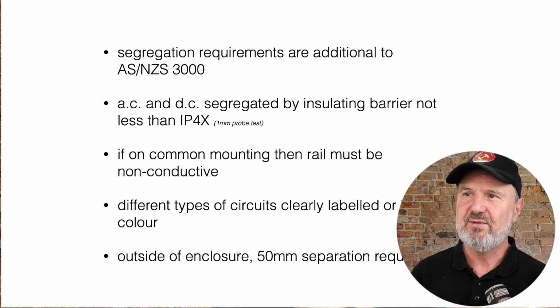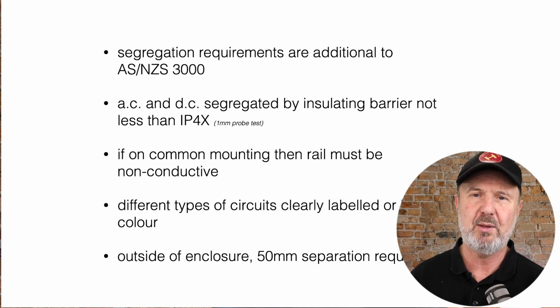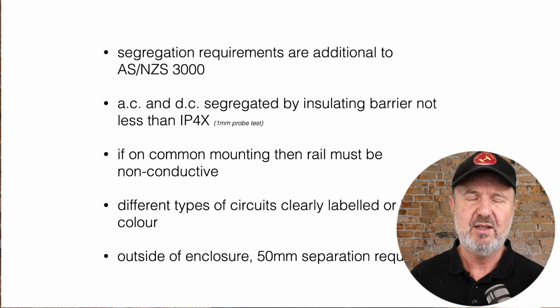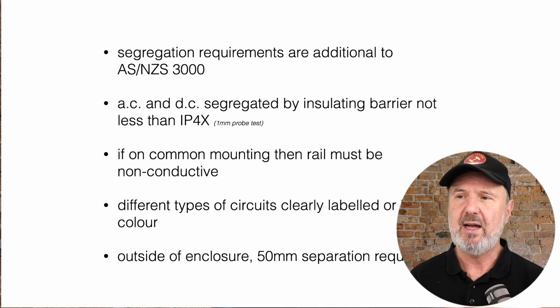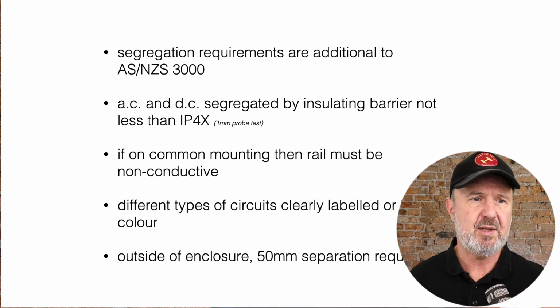So segregation requirements there, I've covered those off, I think, in my spiel there. If a common mounting rail, then it must be non-conductive. Now that means inside an enclosure. I'm talking about the DIN rail inside an enclosure. If you do have a DIN rail that spans two sides of an enclosure, the DC side and the AC side, it's either split or non-conductive. Where you've got AC and DC circuits in the same enclosure, they need to be differentiated by colour. So you can't have a positive red and an active red. And outside enclosures, 50 mils of separation.